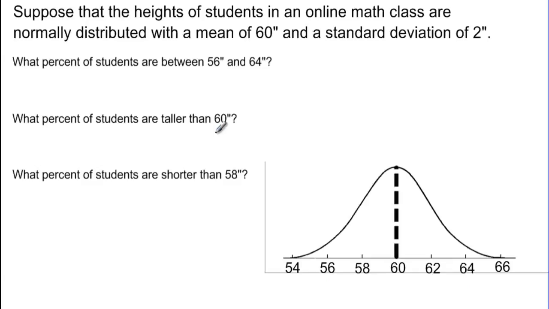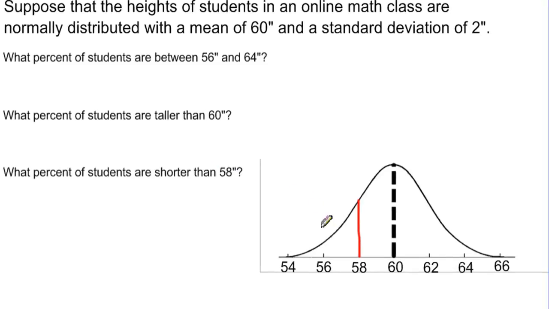The second question is, what percent of students are taller than 60 inches? 60 inches is our mean in this problem, so we know that half of the population are taller than 60 inches, so our answer would be 50% of the online students. The final question addresses the percent of students that are shorter than 58 inches.